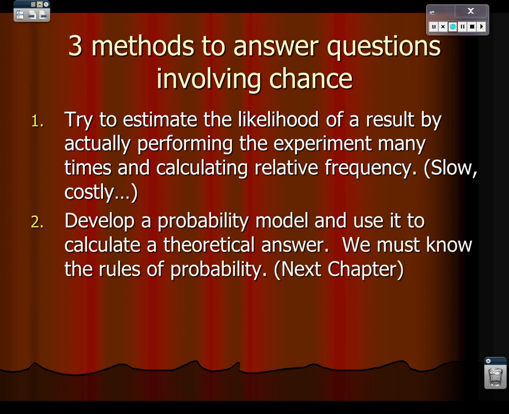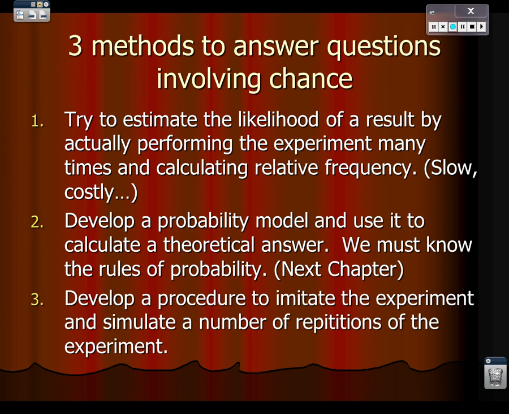Well, we could then try developing a probability model and find the theoretical answer. The issue here is we don't know probability well enough. We'll be talking about that next chapter, so we're going to have to hold off on that technique. The third technique, and what we're interested in today, is developing a procedure to imitate the experiment and simulate the number of repetitions for the experiment.